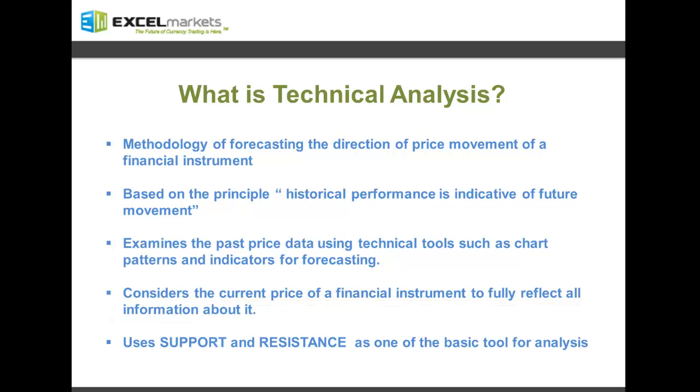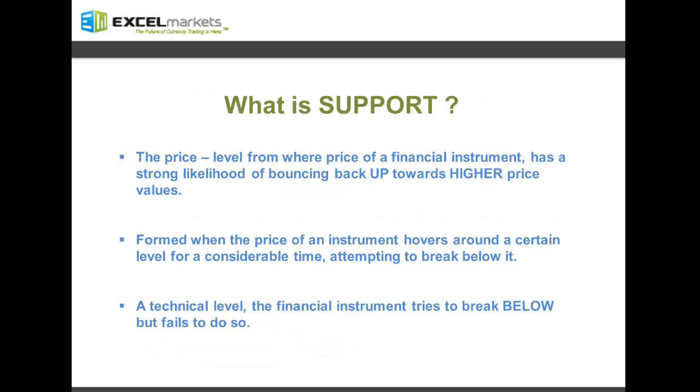So let's start with understanding how the most basic tools of technical analysis, that is the support and resistance levels, are used in trading. Support is the price level from where the price of a financial instrument has a strong likelihood of bouncing back up towards higher price values. It is formed when the price of an instrument hovers around a certain level for a considerable time, attempting to break below it. It is the technical level the financial instrument tries to break below but fails to do so.